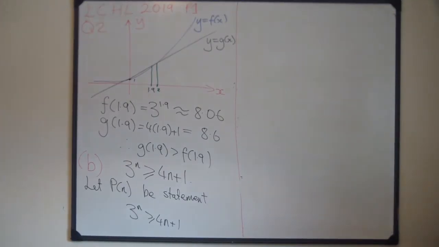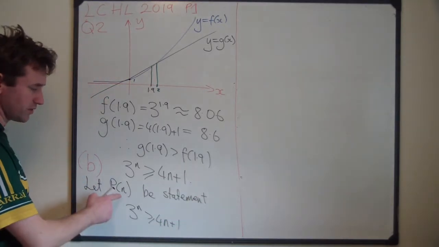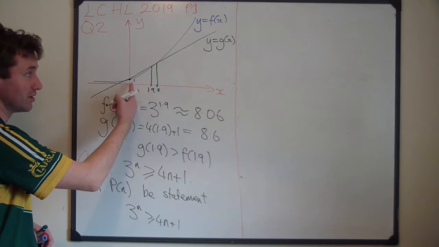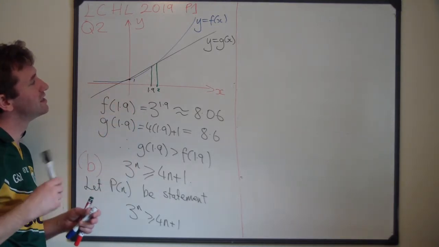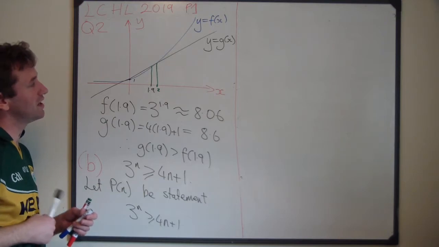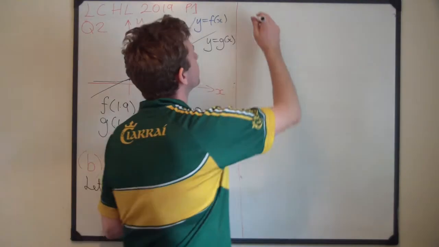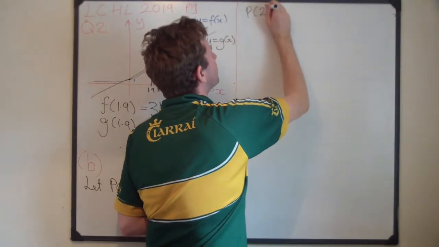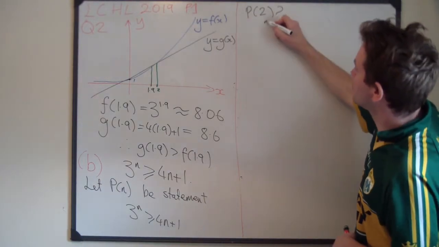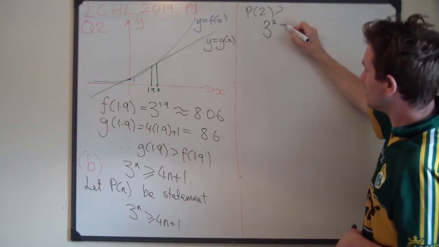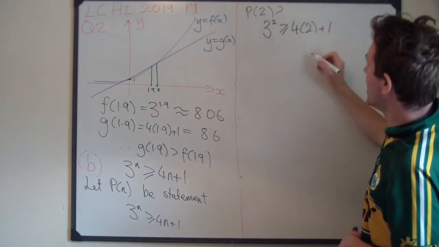Okay. So the base case here is we're asked to show it actually for n greater than or equal to 2. It's not true for n equal to 1, which is funny. But anyway, n equal to 2. So let's look at P2. P2 says that 3 to the power of 2 is greater than or equal to 4 times 2 plus 1, and that is true.